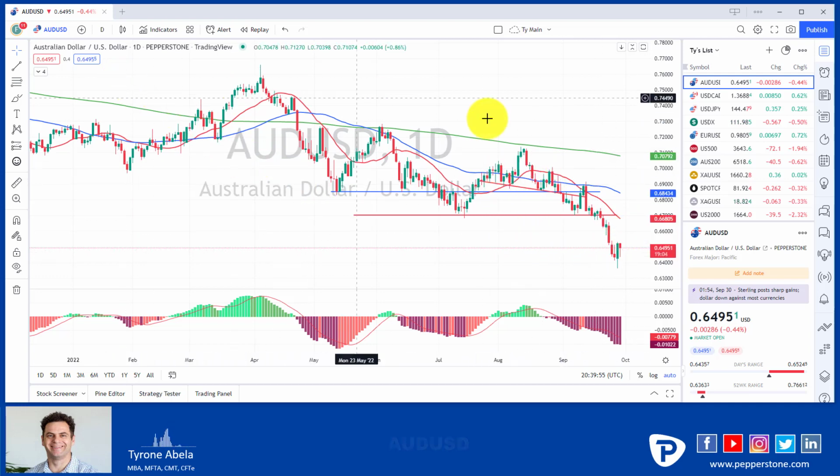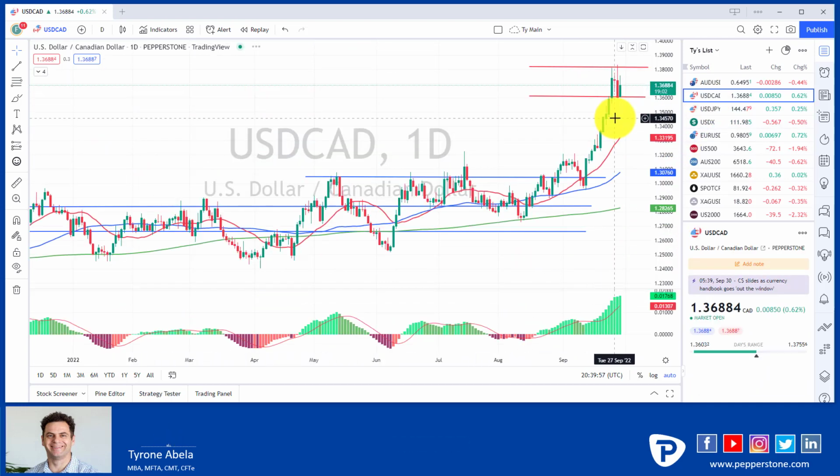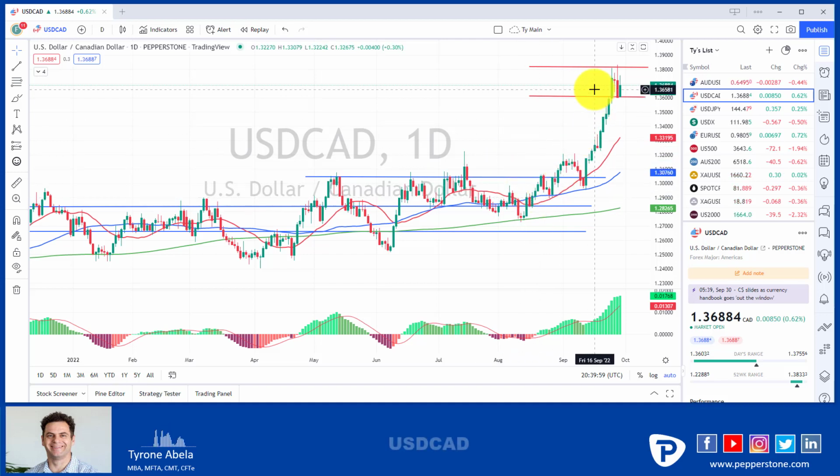All right, move over to the US dollar CAD. And a bit of the same deal here, really, that it hit really, really big extreme highs, 138, and that's a very, very big level for it. It hasn't been there in a long time as well.